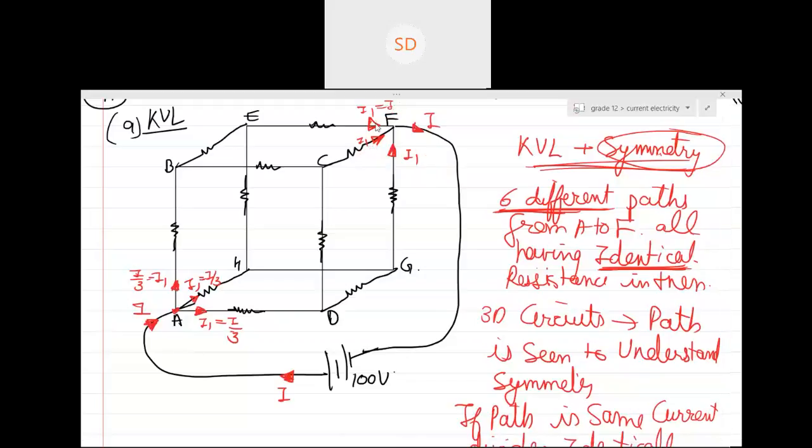Sir, how can you apply the second concept of symmetry over here? Let's say this I by 3 goes over here. Now what does it see? It sees two paths, right? From D to G, G to F, and D to C, C to F. Is it still identical? Yes, sir. So will it still divide equally? Yes. So this I by 3 will become I by 6. Is this clear?